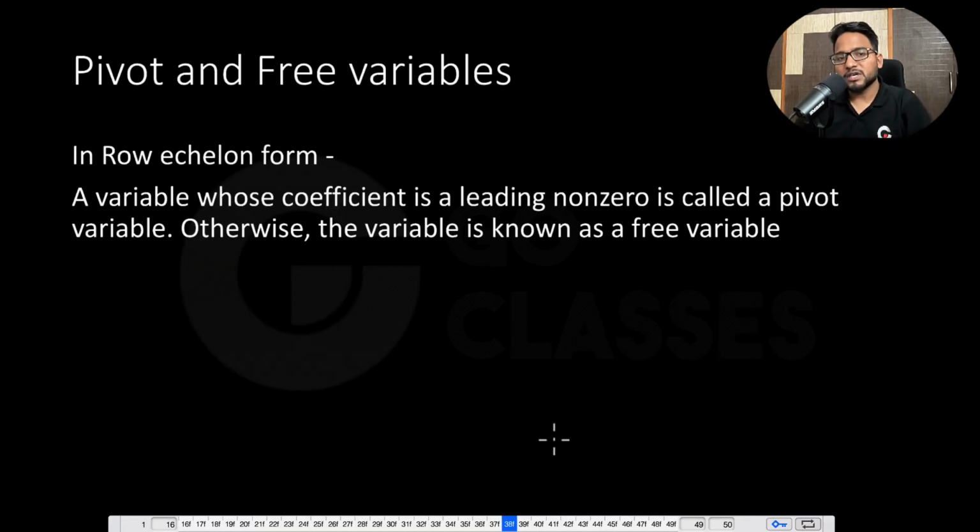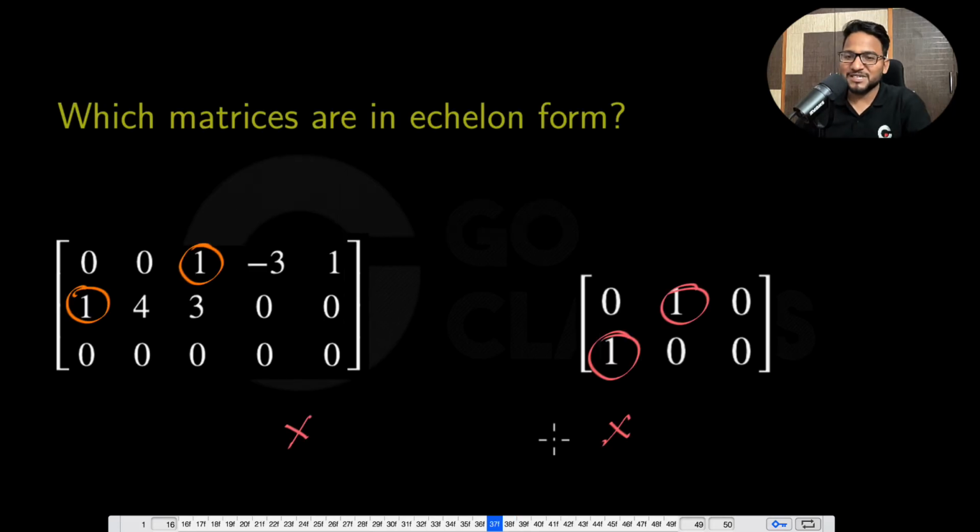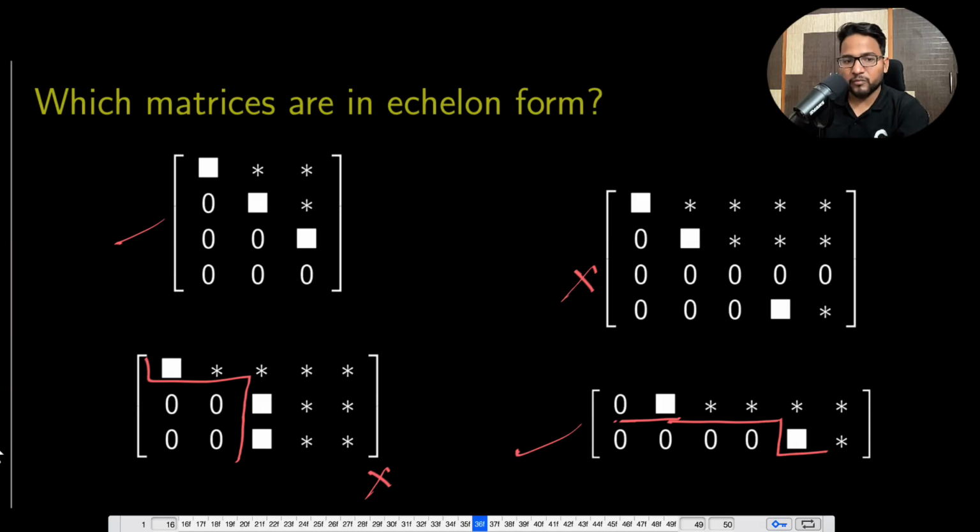Now let's just try to understand what the pivot and free variables are. Basically, there is nothing special in this. If there is something in the echelon form, let's suppose this is the echelon form, then I will talk about pivot and free variables. So this leading entry is called a pivot column or pivot variable. These are the pivot columns or pivot variables. Why I am calling this a variable, even though these are columns, you will get to know.